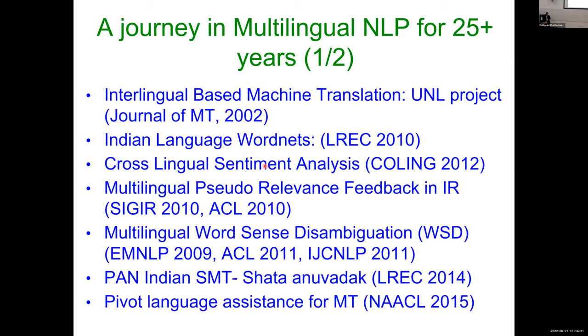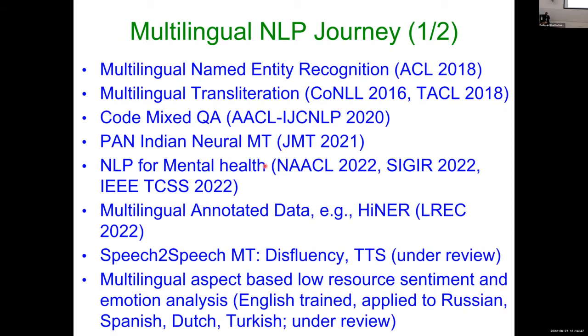Multilingual words and disambiguation has always been a primary concern in our NLP activity. We reported work on pan-Indian machine translation in the statistical MT setting. We can take help of pivot languages again in a multilingual setting for high accuracy machine translation. Then, continuing, multilingual named entity recognition was reported, multilingual transliteration was reported, code mix question answering. We did quite a lot of work in this. Now, pan-Indian neural machine translation is our recent activity.